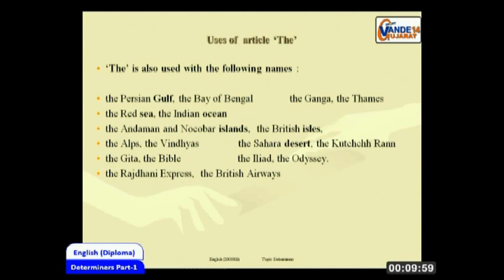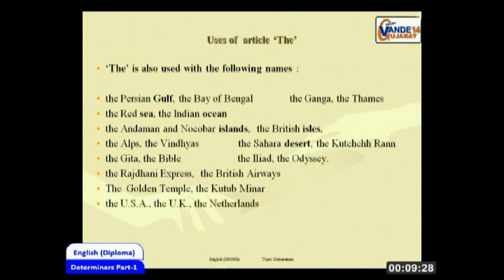It is also used before the names of trains and ships. Here are the examples of trains: the Rajdhani Express, the British Airways, names of flights, aeroplanes. The article the is also used before famous buildings: the Golden Temple, situated in Amritsar, the Qutub Minar.